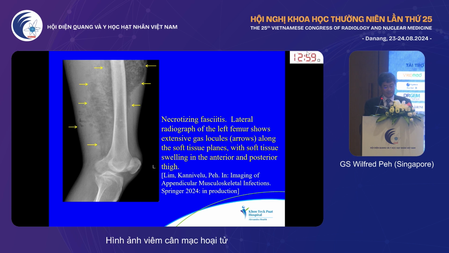So here's a nice example of a very classical necrotizing fasciitis seen on radiographs. The yellow arrow points to obvious gas within the soft tissue. And you can also see that there's a lot of soft tissue swelling. So a nice example of necrotizing fasciitis due to a gas-forming organism.